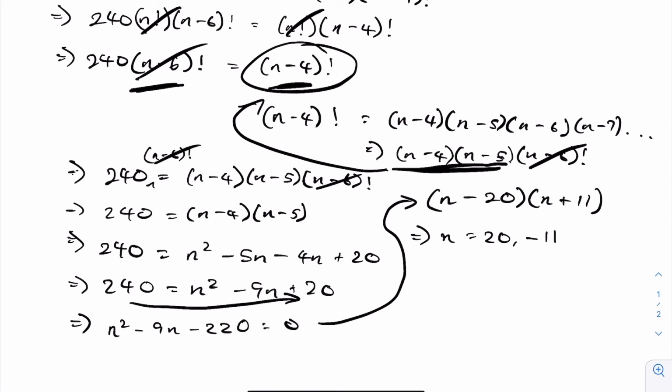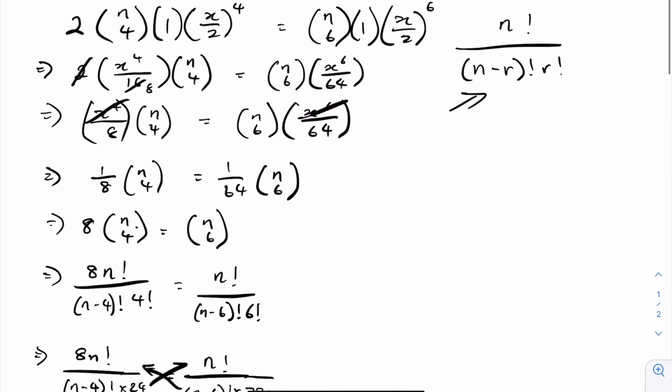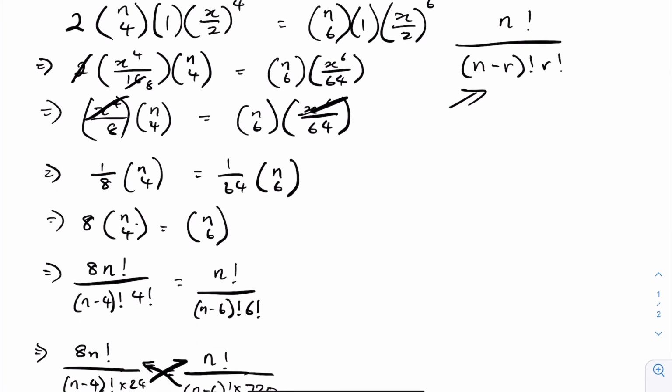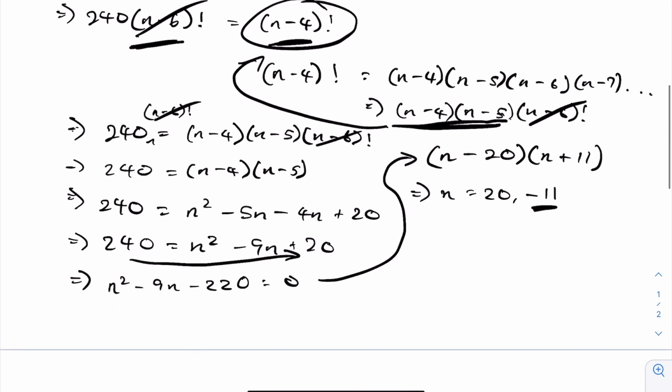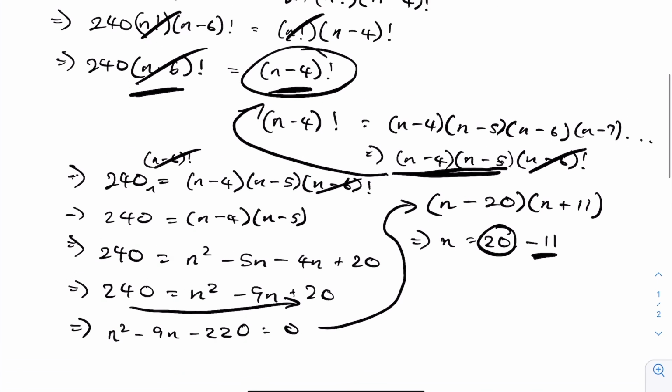You might be thinking, how do we know which solution is correct? Well, you can't have a negative value of n. You can't plug in a combination. You can't take 4 things, in this case, from negative 11 things. That's not possible. So what we have is our solution, which is 20. That means that n equals 20.